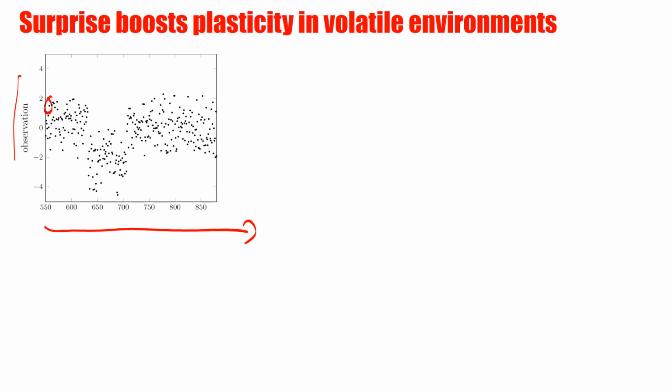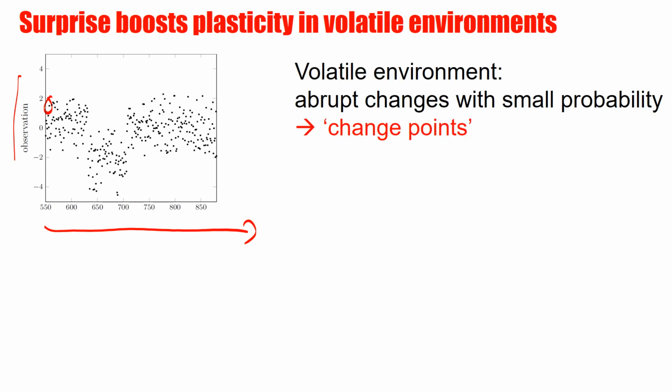Okay, that's it. Now, we try to make predictions, and then we realize, well, our predictions are wrong. There are certain abrupt changes that occur rarely with small probability. These are called change points. So change points are at these locations indicated by the red arrows.